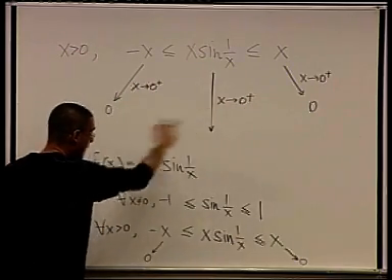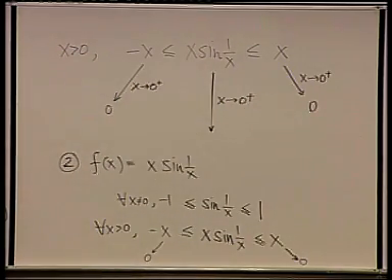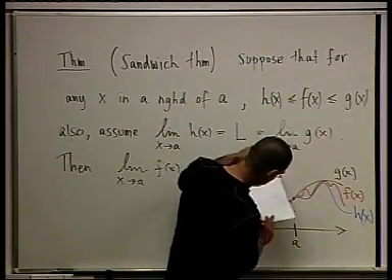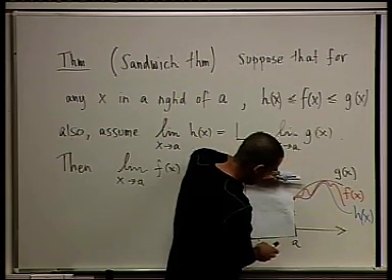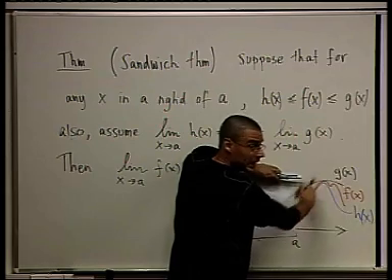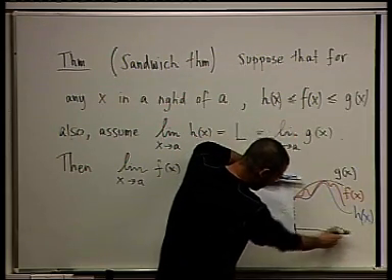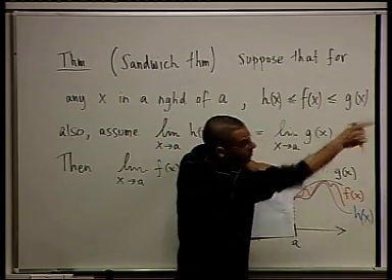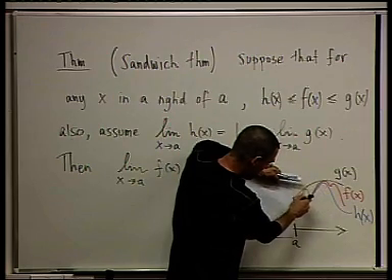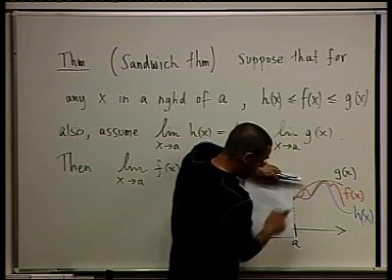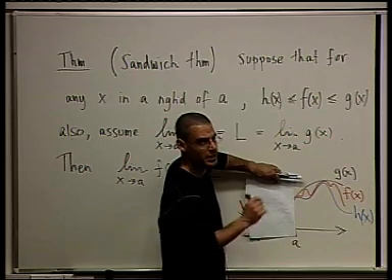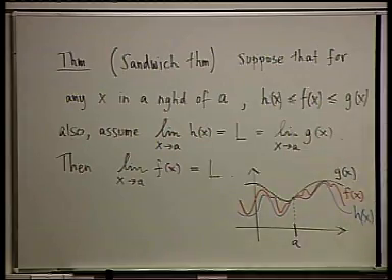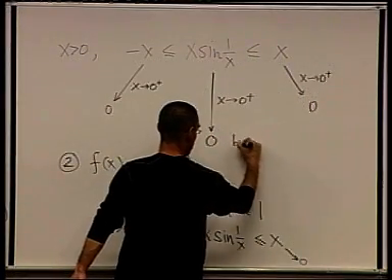So by sandwich, look at this board a second. The picture we have here is this picture. Everything is only working from one side. Do you see that? As we go to 0, only from the right, g, f, and h are those three functions in the inequality, and f is coming in between. So the sandwich theorem still holds. We'll write that in a minute. So by sandwich, this goes to 0 as well.